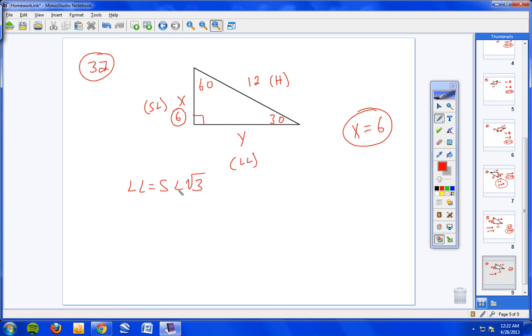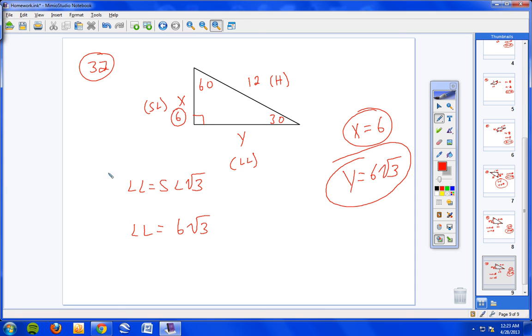And we know what the shorter leg is. It's right here at 6. We already found that. So the longer leg equals 6 square root of 3. So y equals 6 square root of 3. All right, and that's the length of the longer leg.